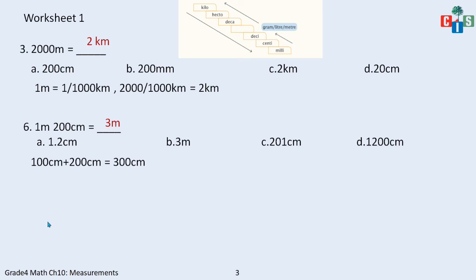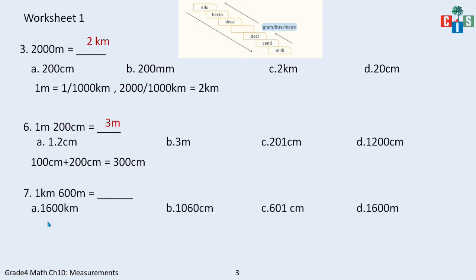Now let's move on to the next question, which says 1 kilometer and 600 meter. Now 600 meter is there. So let's convert meter into kilometer, or let's convert kilometer into meters. So what's the conversion unit? 1 kilometer will be equal to 1000 meter. That's what the conversion unit is.